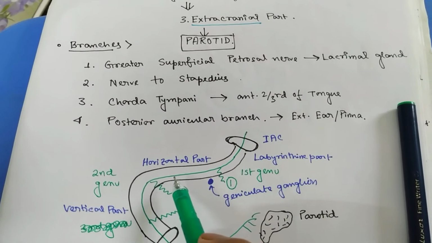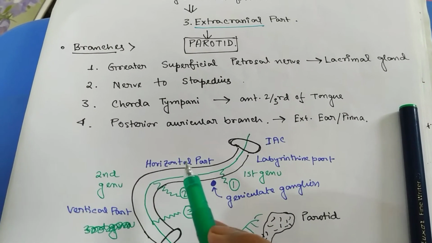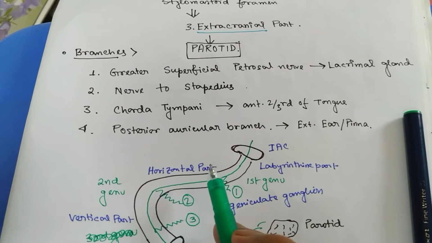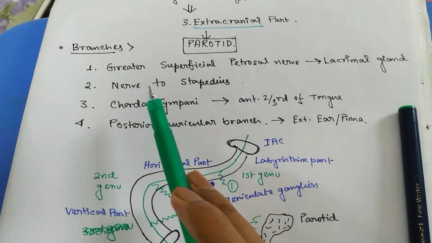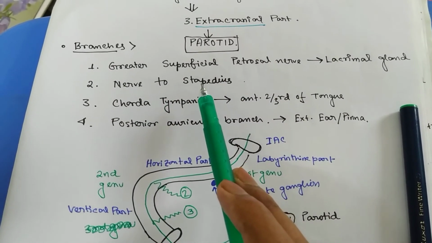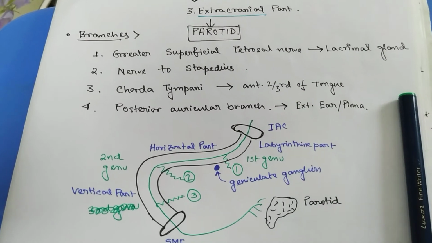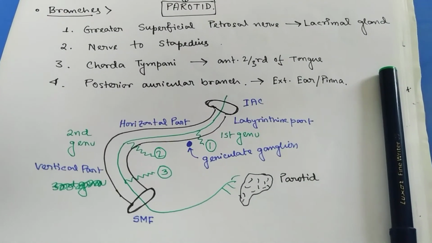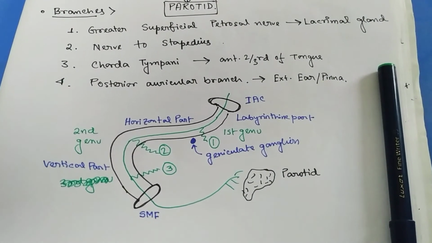From the second part or the horizontal part, also called the tympanic part, it gives rise to nerve to stapedius, and as the name suggests, it supplies the stapedius muscle and the efficacy can be tested by stapedial reflex.